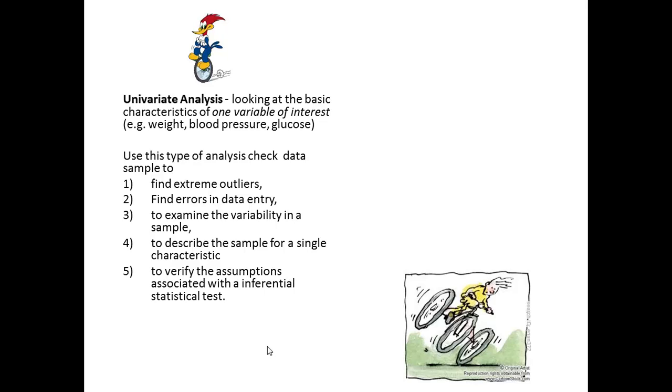In univariate analysis, we're looking at the basic characteristics of one variable of interest: weight, blood pressure, glucose. We use this type of analysis to check the data sample to find extreme outliers, find errors, to examine the variability in a sample, to describe the sample for a single characteristic, or to verify the assumptions associated with an inferential statistical test.